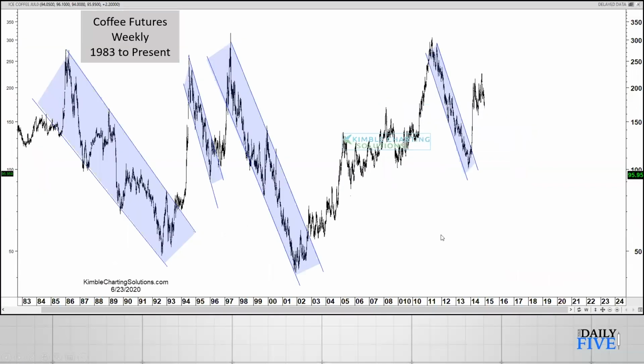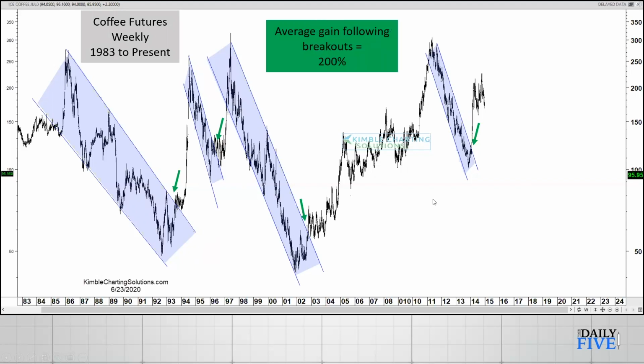So I wanted to take a quick look at another commodity that has a chance, as a repeating pattern, and maybe set up for a nice rally, and this is coffee futures. And you'll notice in these 4 falling blue channels that we've created, breakouts finally took place at these arrows. And 3 of the 4 times when coffee broke out, it tested old resistance as new support. So what does it look like currently? And before we look at that, just to let you know, the average gain on these breakouts was 200% on coffee.